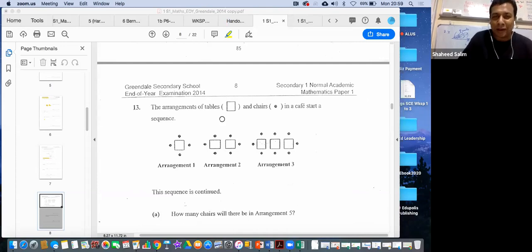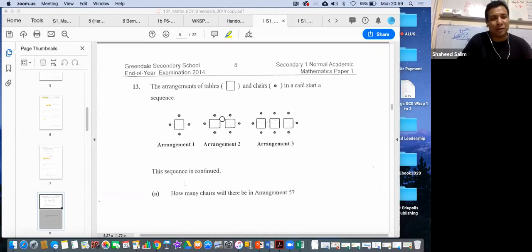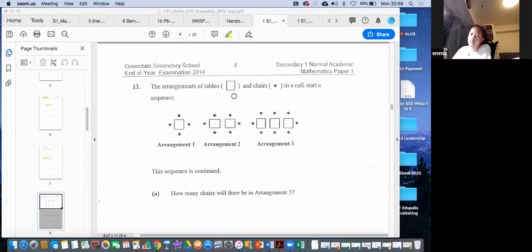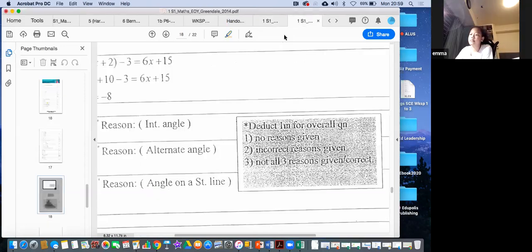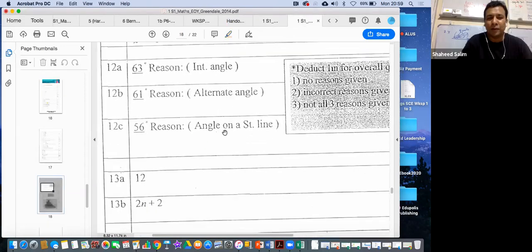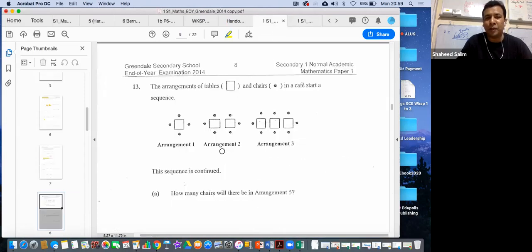Number 13, can you do? I hate number 13 sort of question. I don't know how to do B. Can you do A? What's your answer? 12. Let us see. 12, correct. Okay, here we go.